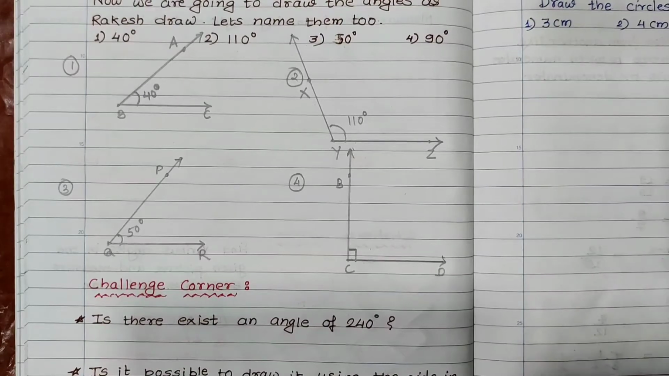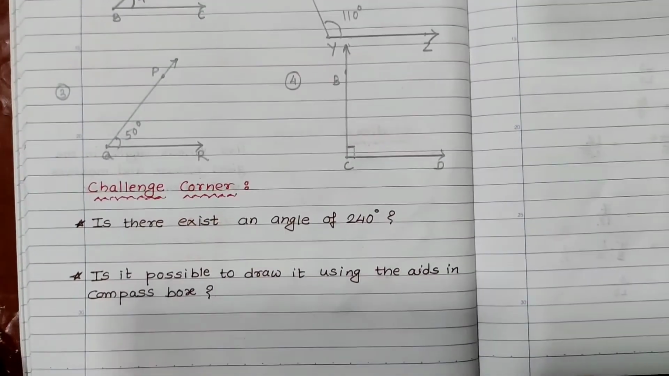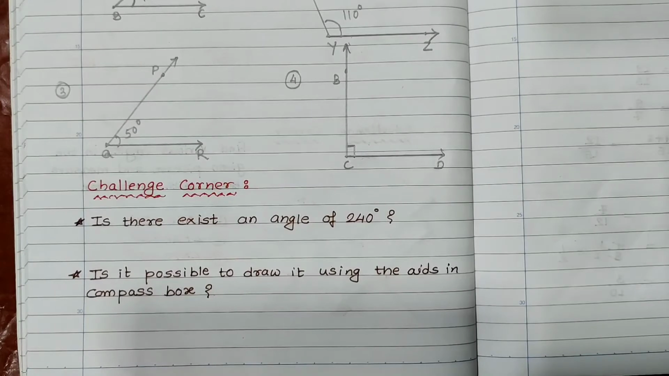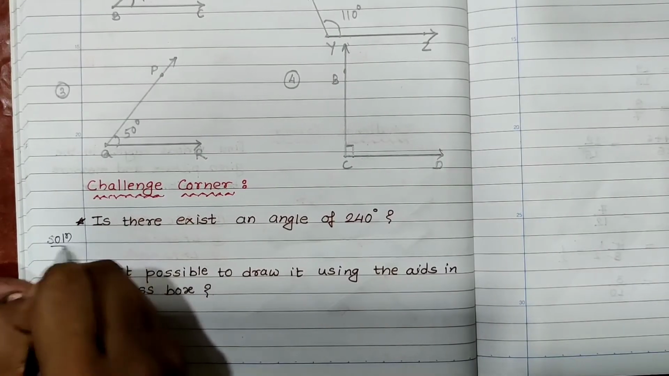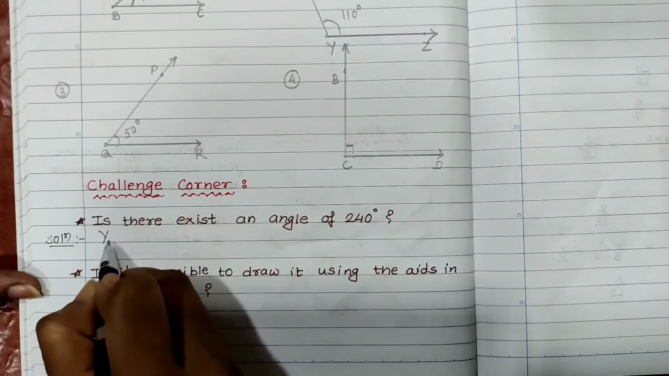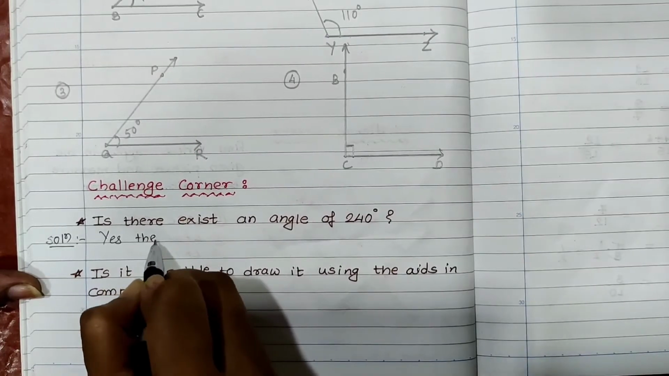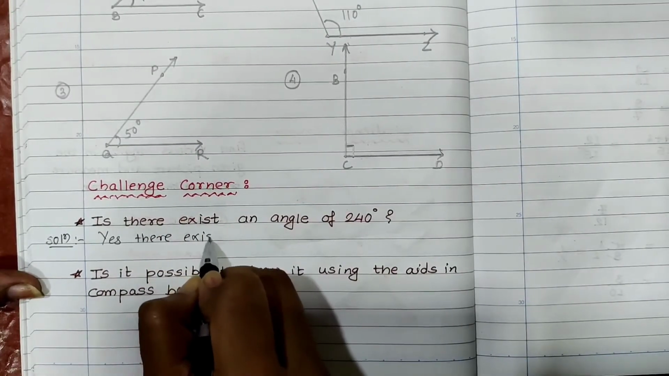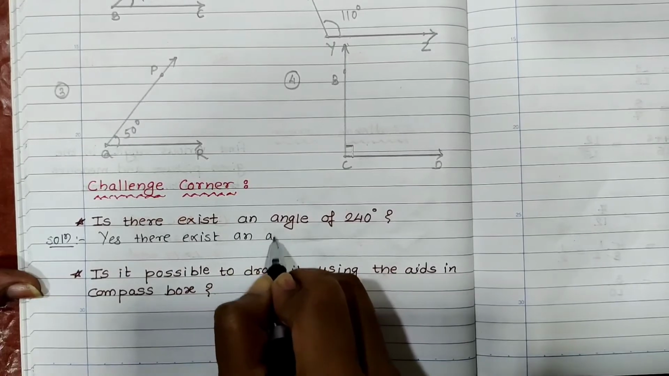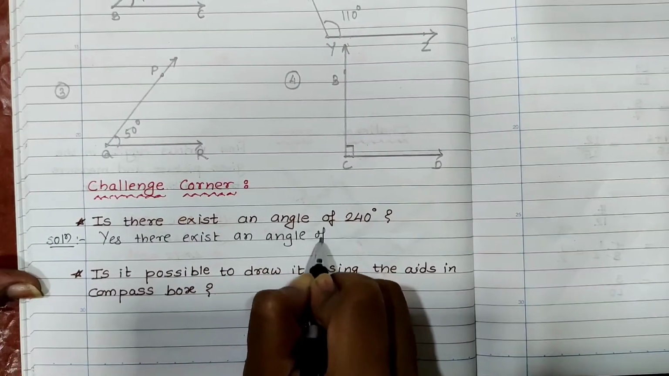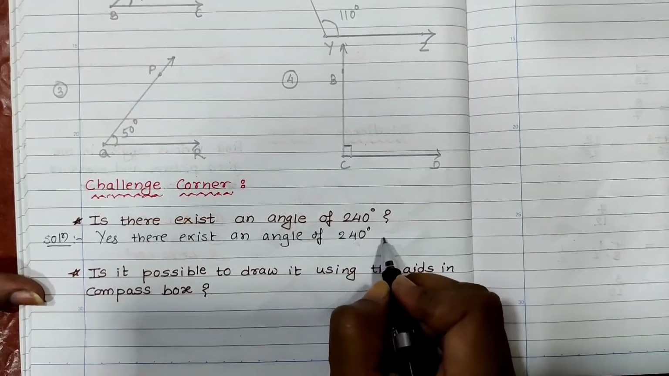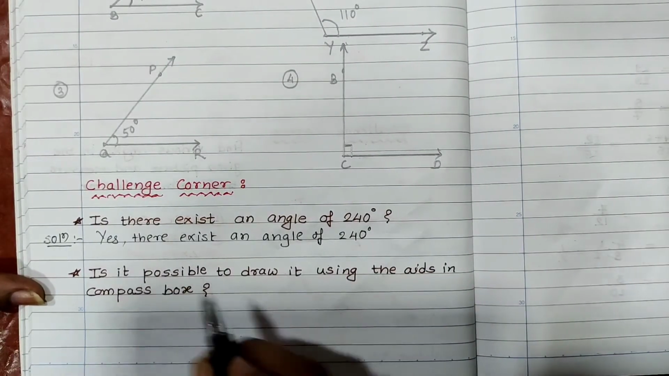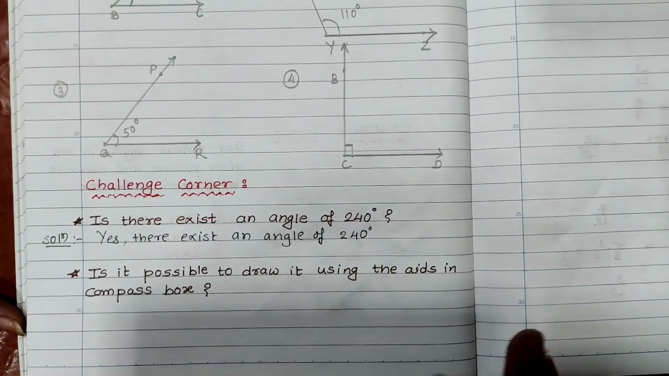Now let us see what is there. Does there exist an angle of 240 degree? Do you know? Yes, there is an angle of 240 degree. That angle is known as a reflex angle. So we write here, yes, there exists an angle of 240 degree. It is bigger than 180. So an angle bigger than 180 is known as a reflex angle.